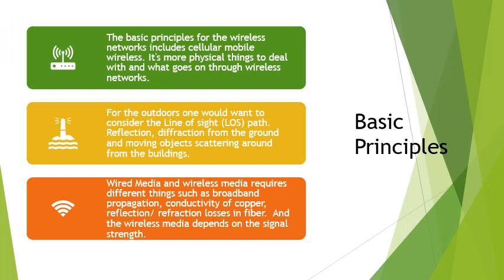The basic principles for the wireless network include cellular mobile wireless, which has more physical things to deal with and what goes on through the wireless network. For the outdoors, one would want to consider the line of sight path, reflection, diffraction from the ground, and moving objects scattering around from the buildings. Wired media and wireless media require different things such as broadband propagation, conductivity of copper, reflection, refraction, loss of fiber, and wireless media depends on the signal strength.